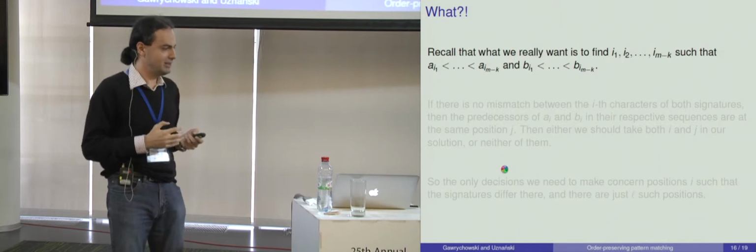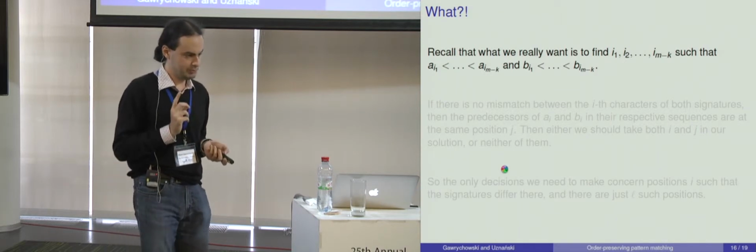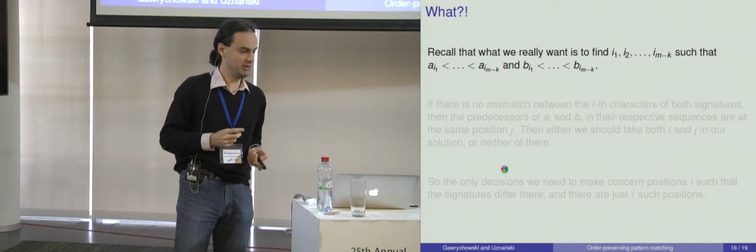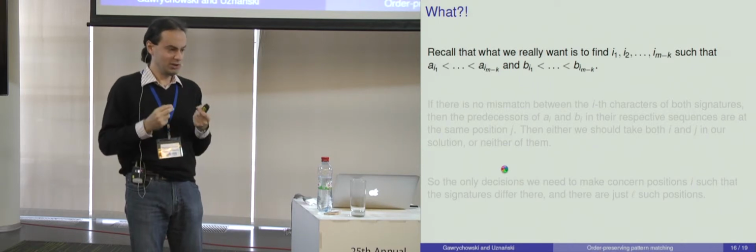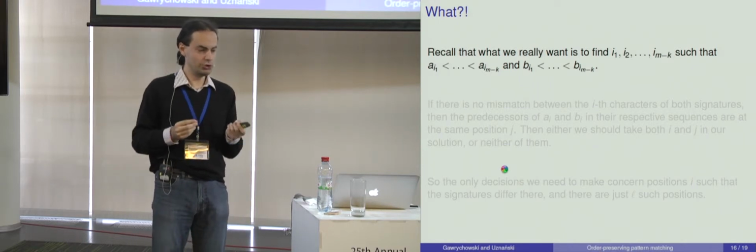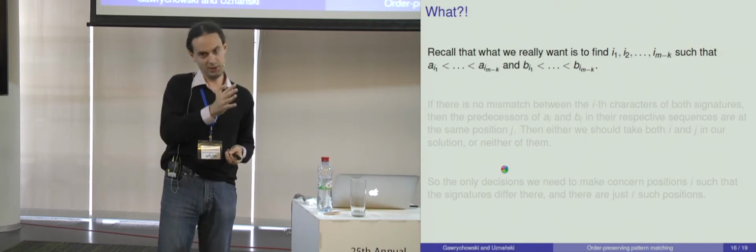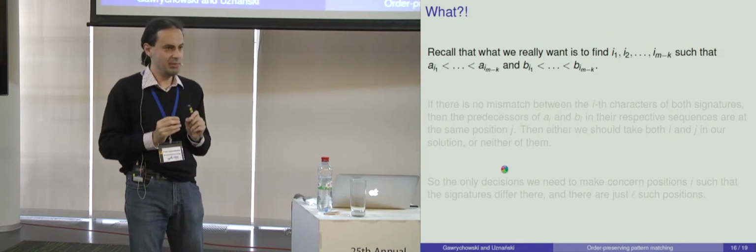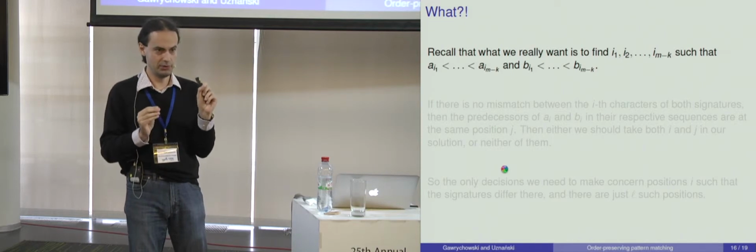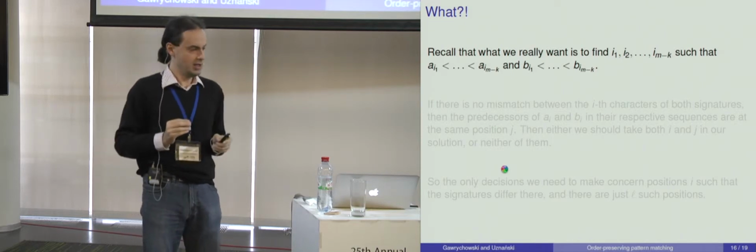And the intuition behind the lemma is that, recall that we had this very simple observation, this simple lemma, that what you really want to do is to find whether you can choose m minus k positions in the sequences so that the corresponding elements are increasing in both of them. Okay, so that's what we want to check.